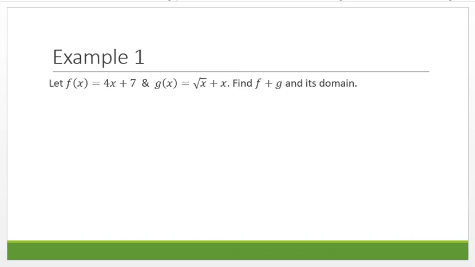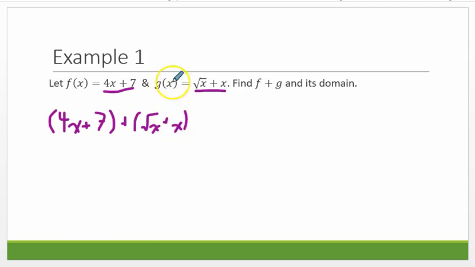So let's look at some examples and see if those rules will make more sense to you now. This question has asked us to find f plus g and the domain of that new combined function. Well, I have an f of x defined for me here. It's 4x plus 7. And I have a g of x defined for me. It's square root of x plus x. So if I am adding f plus g, I would have 4x plus 7 plus square root of x plus x.